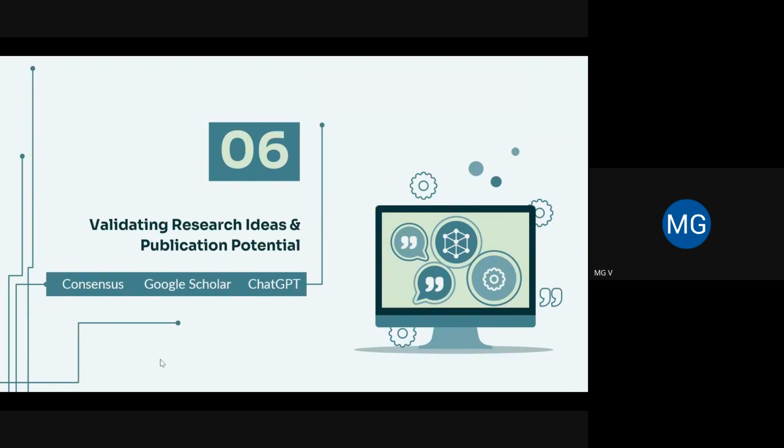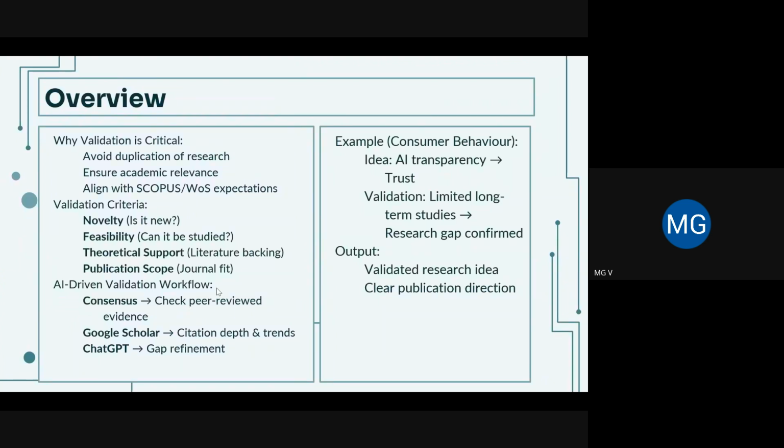Now let us move on to the next topic of the day, that is validating research idea and publication potential, making use of Consensus, Google Scholar, and ChatGPT. So what could be the steps that we can make use of? Why validation is critical? That is what we are trying to say here.